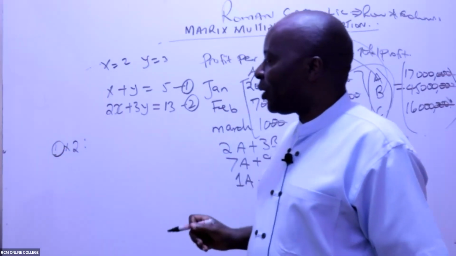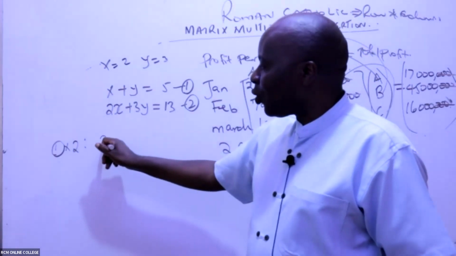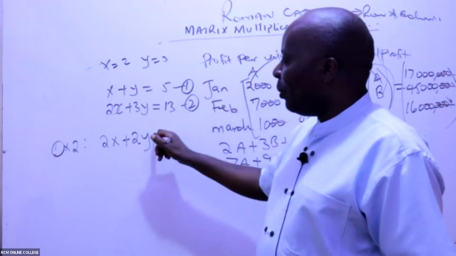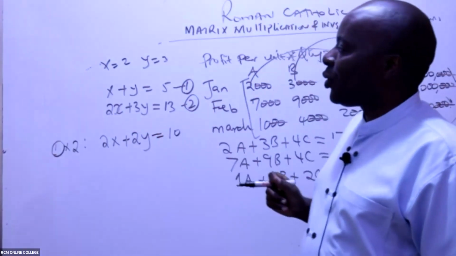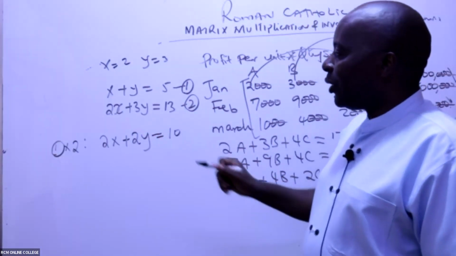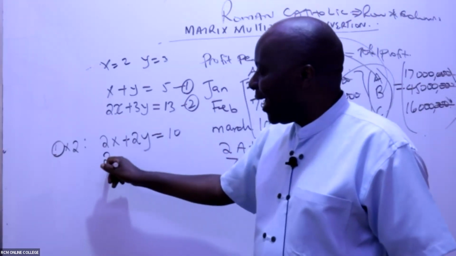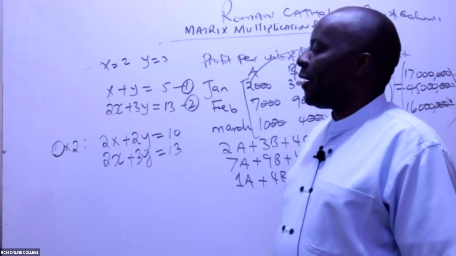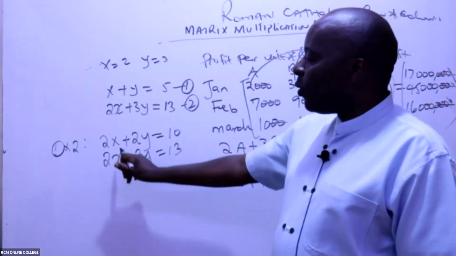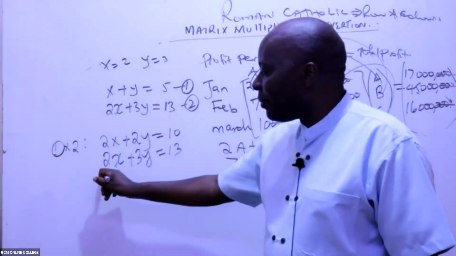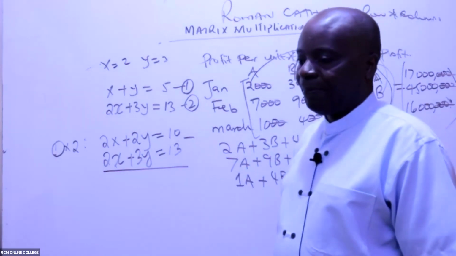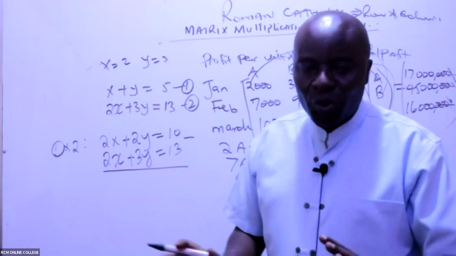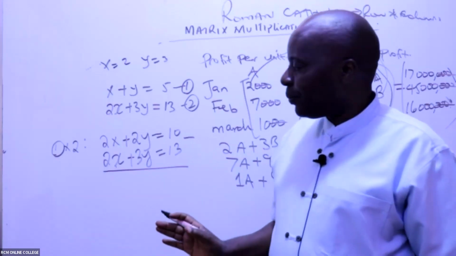How do we go about this? We will have 2x plus 2y, everything multiplied by 2. So 5 times 2 is 10. And then, of course, we write equation number 2 the same way it is: 2x plus 3y equals 13. Now, because x and x are the same, we can eliminate. When I eliminate, this disappears. That is what we wanted, to eliminate x.